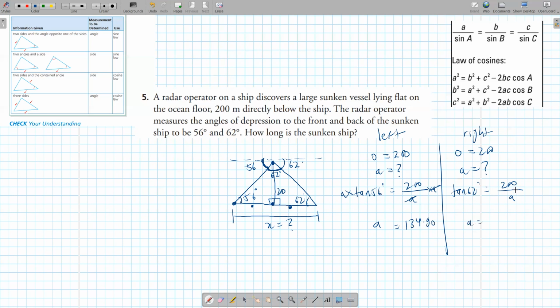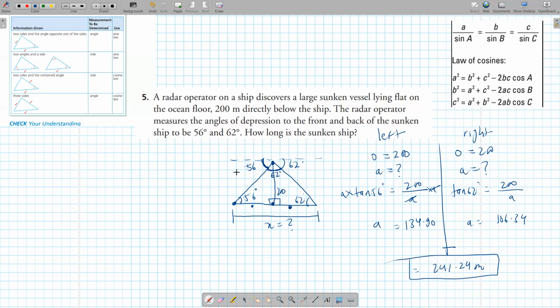Similarly, on the other side, we do the same thing. It's going to be 200 divided by tan 62, and that is 106.34. Okay? These are the adjacents, and then we just sum them up. Therefore, the total length of the ship that sank was 241.24 meters. And there we go. That's how we can solve a problem like this.